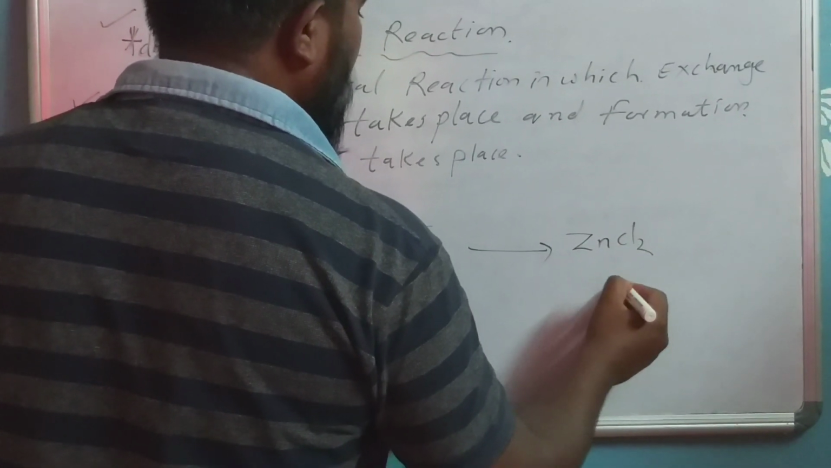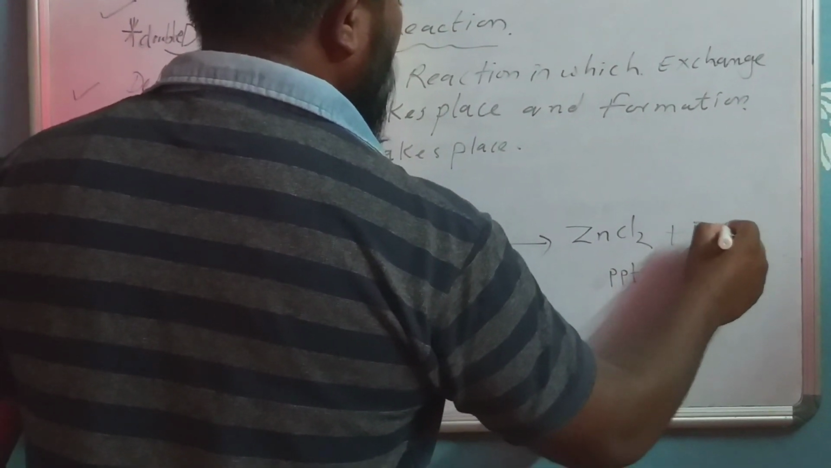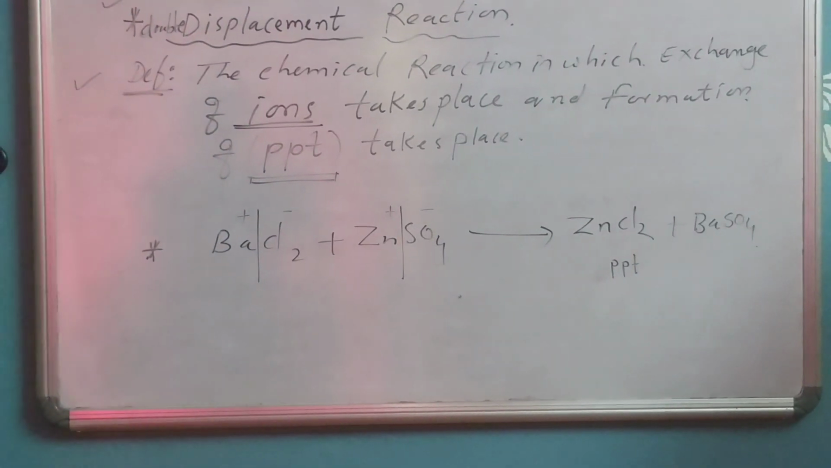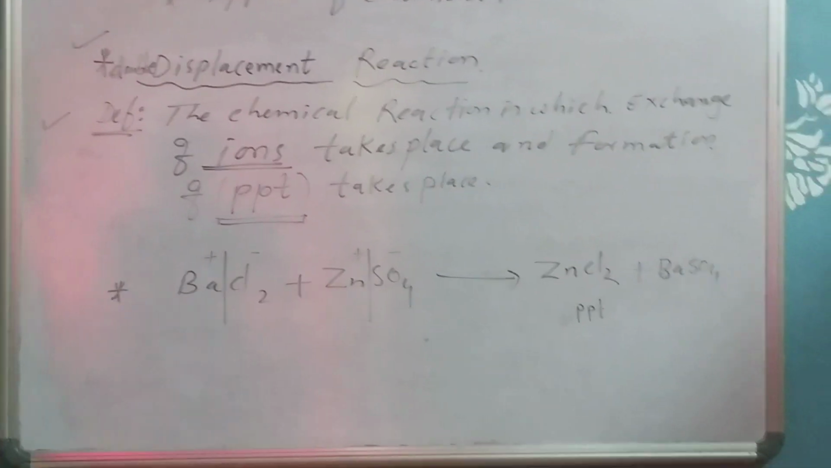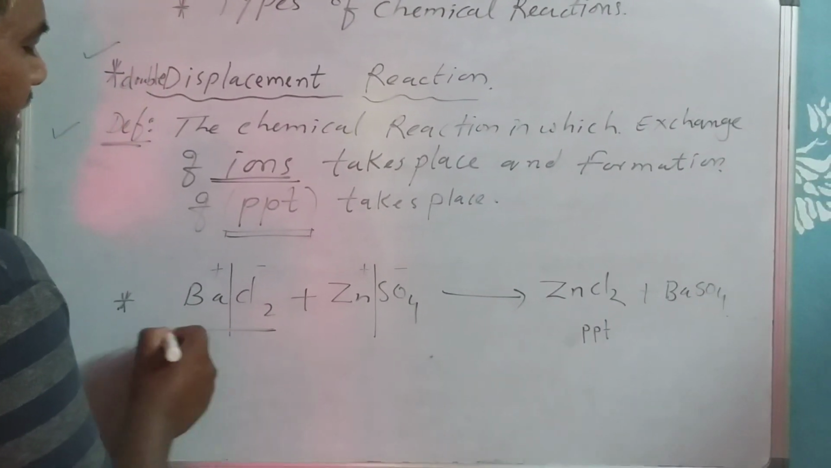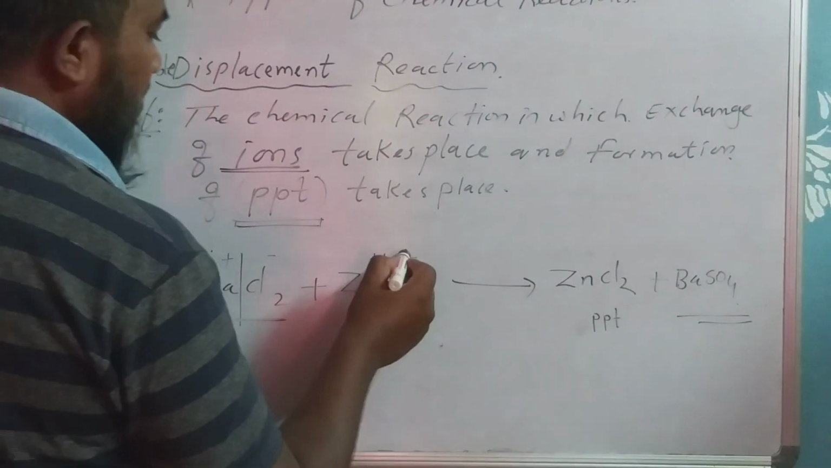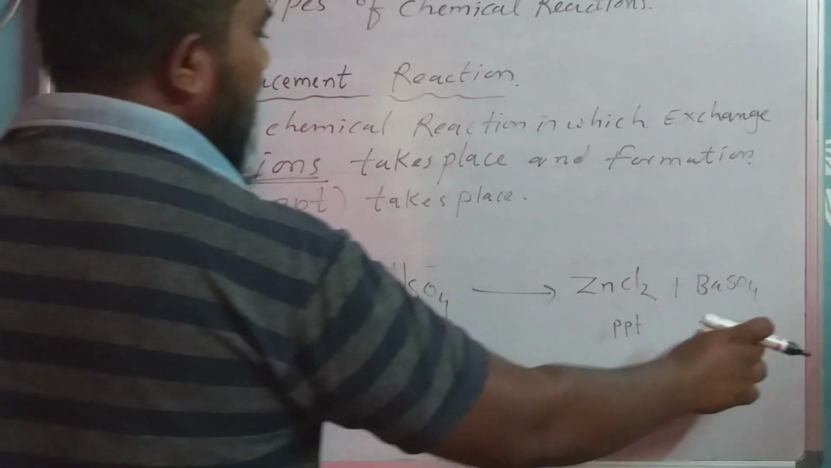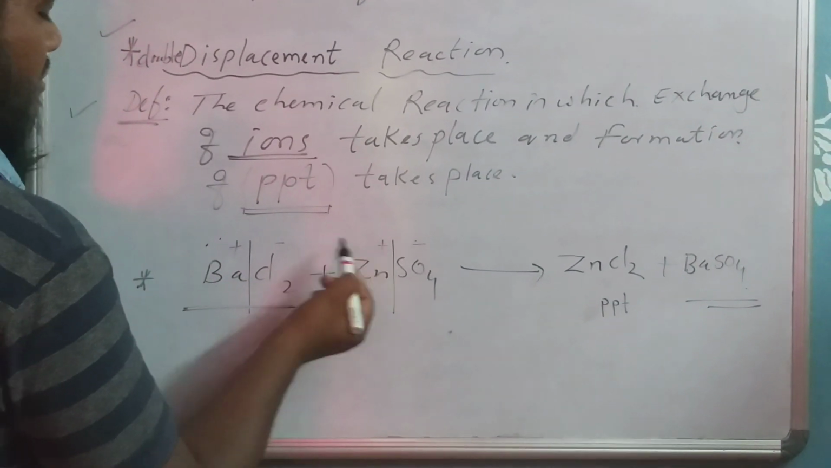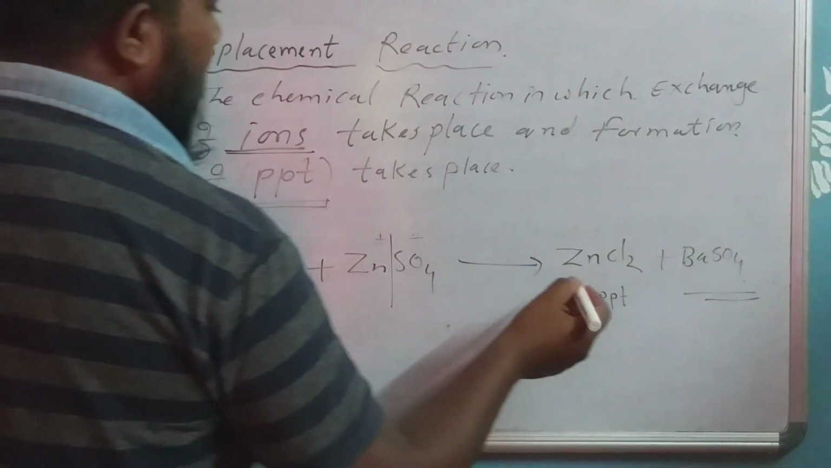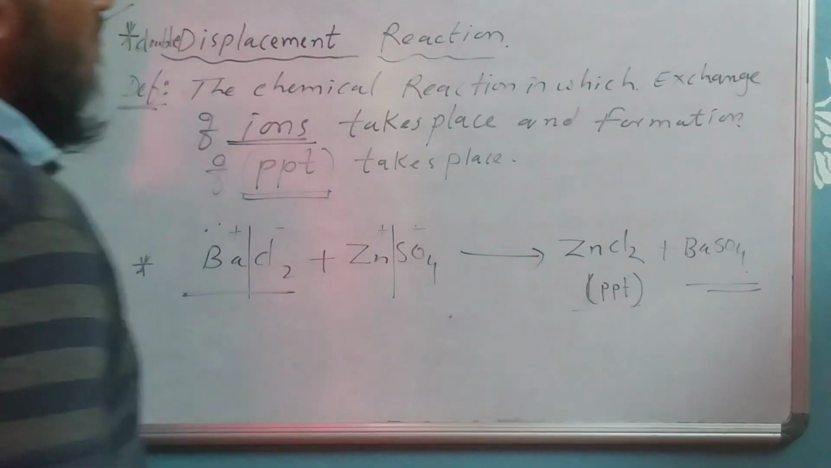ZnCl2, that will give PPT, and BaSO4 is the other product. Now this double displacement reaction shows exchange of ions. We see here BaCl2 in the reactant, but in the product BaSO4 is here. That means this Ba will react with SO4 and make the compound BaSO4, barium sulfate, and this Zn, which is positively charged, will combine with Cl, which is negatively charged. It will give zinc chloride, and PPT of this compound will be formed in the reaction.